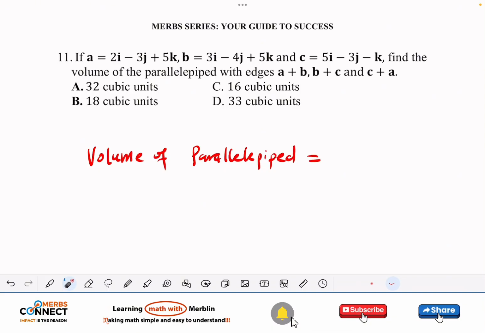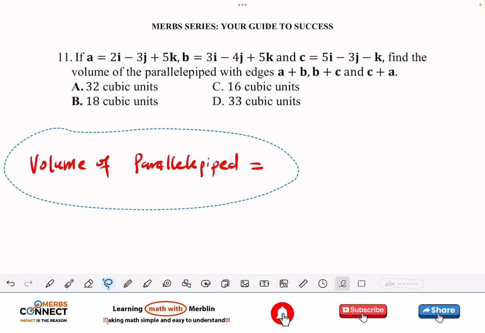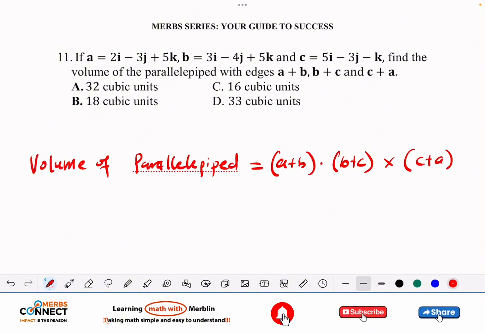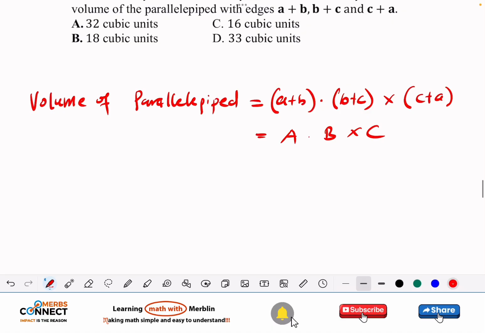So what we can do is, now we want to find the volume of this and this and that. So this is going to be something like this: (A plus B) dot (B plus C) cross (C plus A). So this is what you are going to get. I can call A plus B big A, I can call this one big B, and this one big C, so that I can have it this way. Very simple.